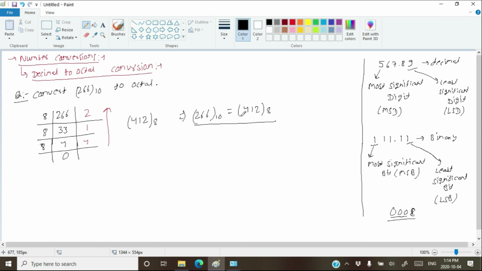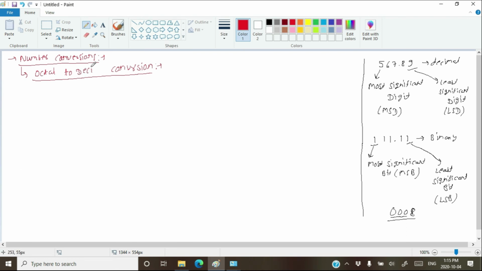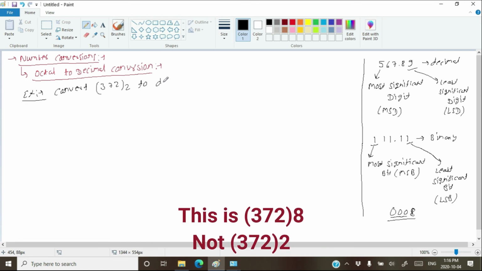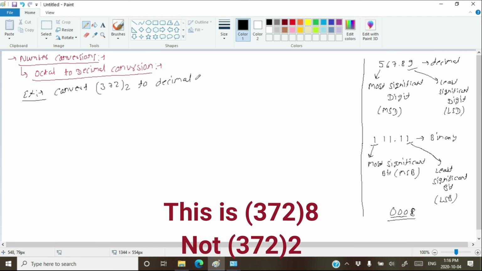Now the next question is octal to decimal conversion. Let's do it. How do you do binary to decimal conversion? In the same way we will do octal to decimal conversion, by multiplying the different digits by their weights and summing them up. For example, convert 372 in octal to decimal. How will you do it? Any idea?